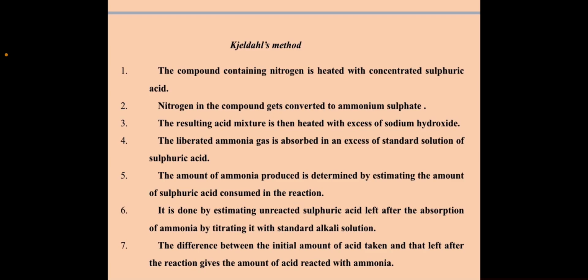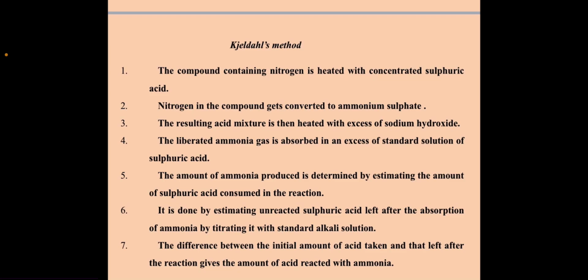The nitrogen in the compound gets converted to ammonium sulfate. After treating the compound with concentrated sulfuric acid, the nitrogen gets converted into ammonium sulfate. The resulting acid mixture is then heated with excess of sodium hydroxide. The liberated ammonia gas is absorbed in an excess of standard solution of sulfuric acid. The amount of ammonia produced is determined by estimating the amount of sulfuric acid consumed in the reaction.